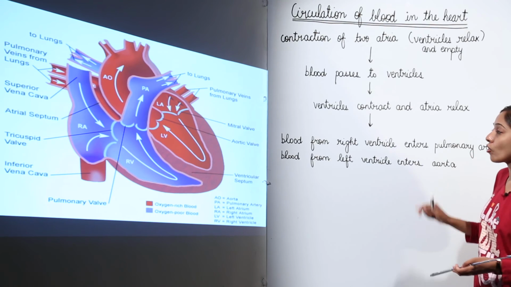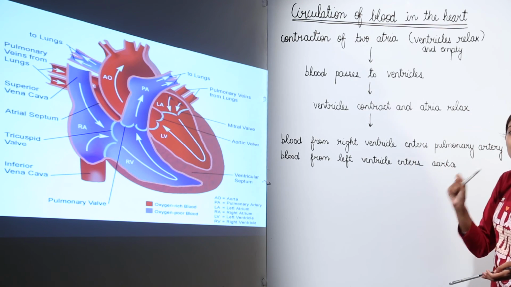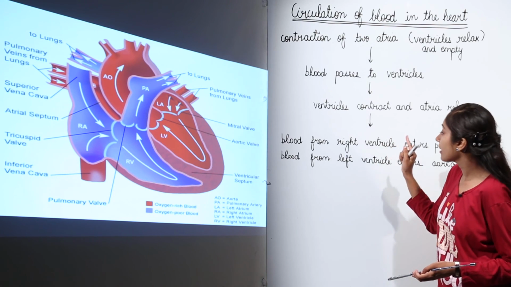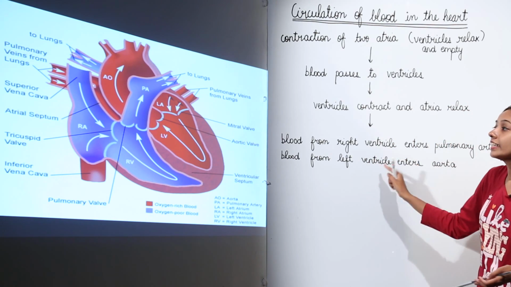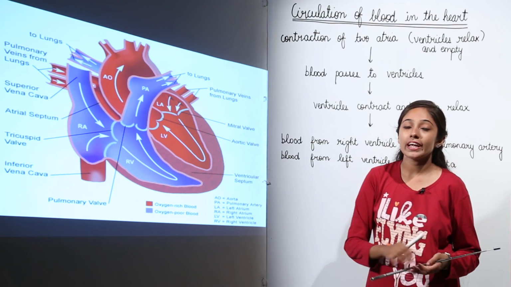So in case of the left side of the heart, it carries oxygenated blood, right, and the right part of the heart carries deoxygenated blood. So this is how your blood circulates in the heart.